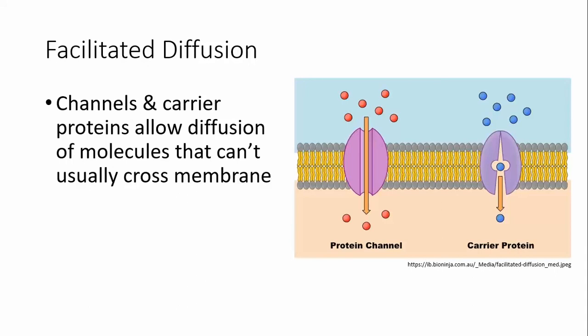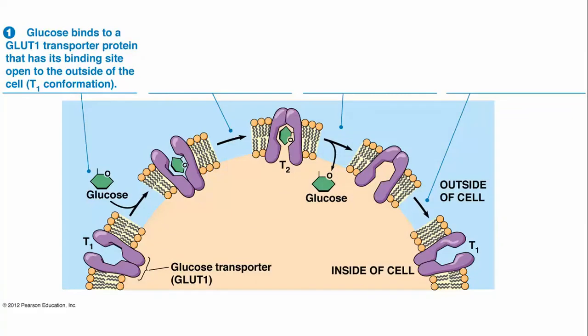can cross. Carrier proteins, they change shape to pass things across the membrane, and their change in shape does not use energy. It happens when they bind to whatever they're passing across. So here we see the glucose transporter, which is really important because while you want glucose to be able to come into the cell, it's too big to pass through between the phospholipids.